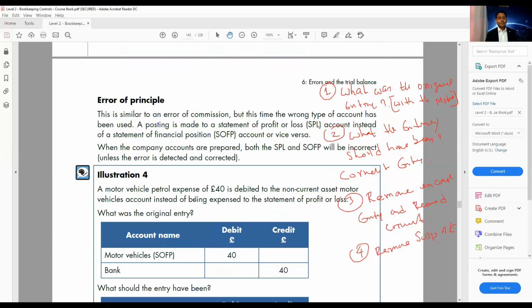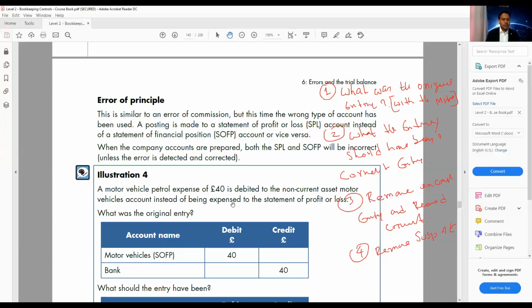Okay. And the next one is error of principle. Error of principle is, as I said, where I changed the category. Something is a revenue expenditure, but I said this is a capital expenditure. For example, I just had some maintenance for my computer. It was computer expense, but I said this is a computer. So rather than saying expense, I'm saying this is the asset.